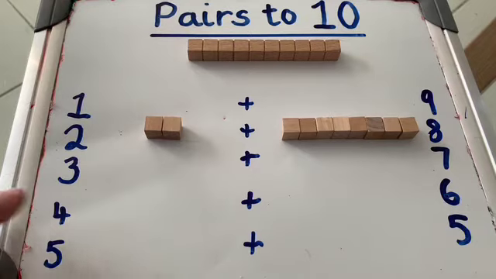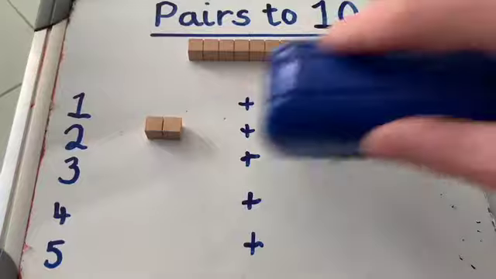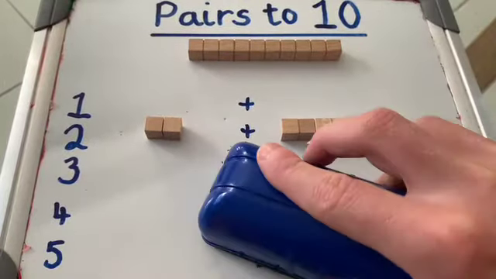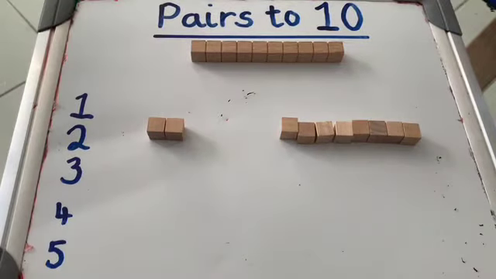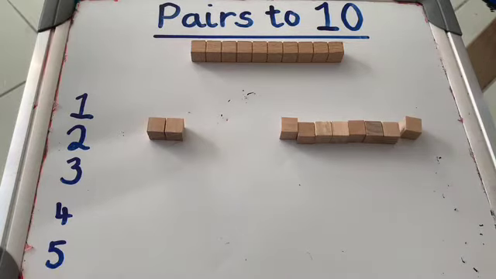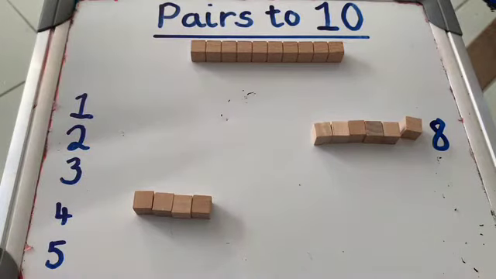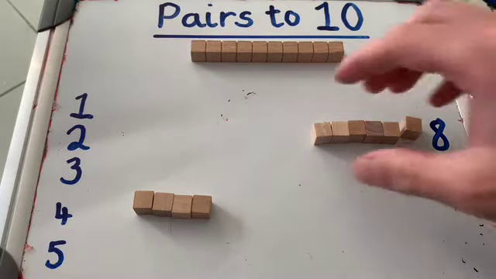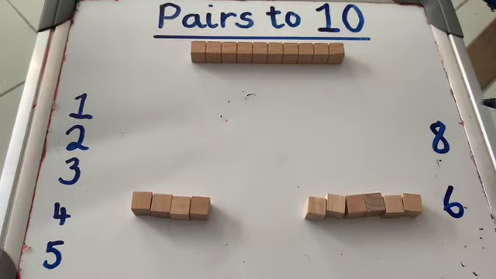I want you to get somebody to ask you a question, and you can use your objects as a bit of a guide to help you. So I want them to say, 2, how many more makes 10? And you would say, 8. 2 and 8 make 10. And then they might say, okay, 4, how many more to make 10? And you would say 6 more make 10, because 4 and 6 make 10.